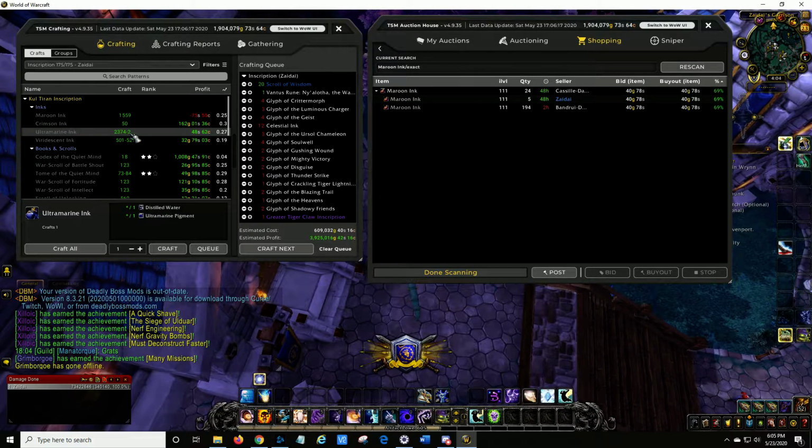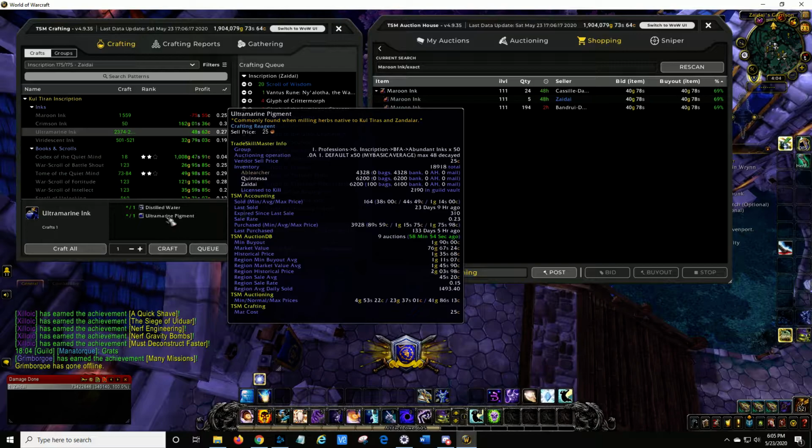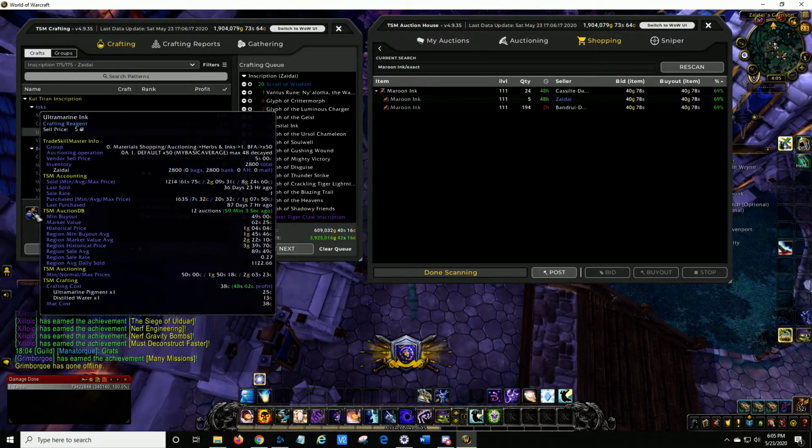One of the bad things about Inscription, at least in BFA, is ultramarine pigment. You will end up getting tons and tons and tons of it. I've got close to 20,000 of just the pigment, and there's not enough stuff in the game that uses the ink or the pigment for the amount that gets generated. So it's almost like a waste product in your milling process.